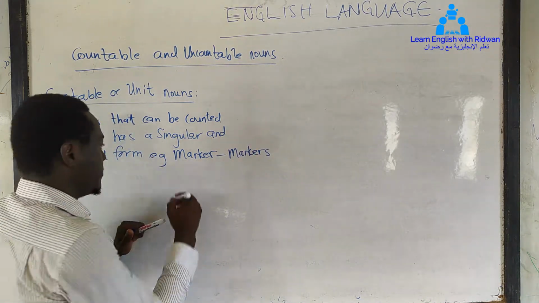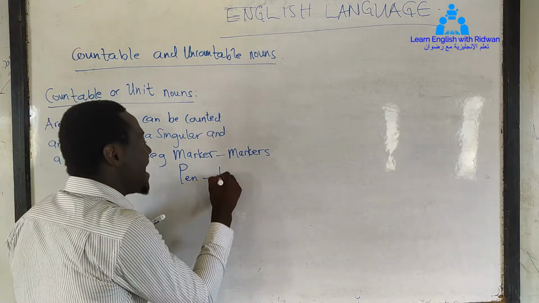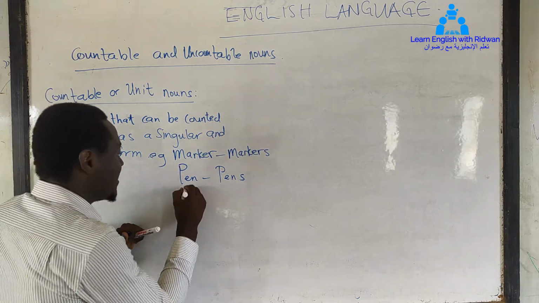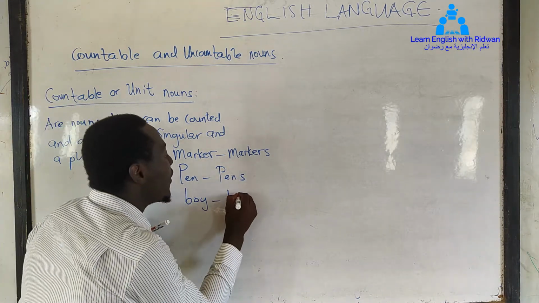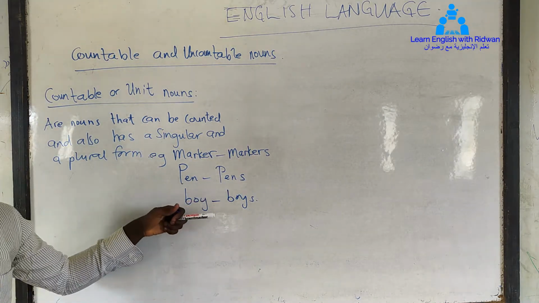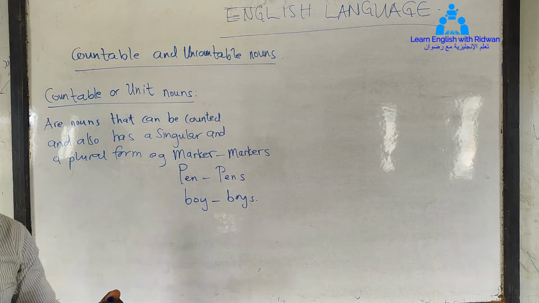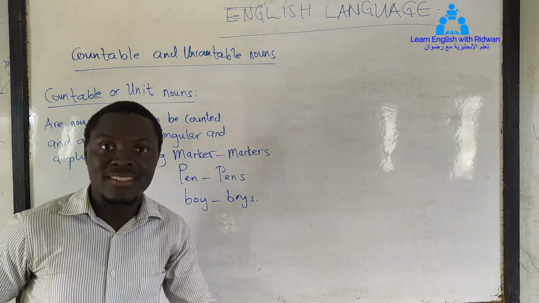We have pen. So the plural form of pen will become what? Pens. We have boy. The plural form of boy will become what? Boys. Now, we only have a singular and a plural form of these ones because what? They are countable nouns. So all nouns that can be counted or that are countable can also be pluralized.